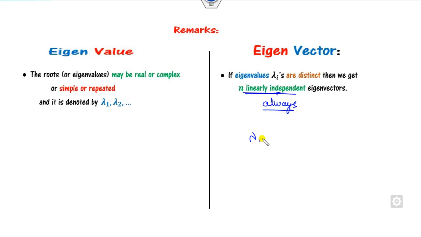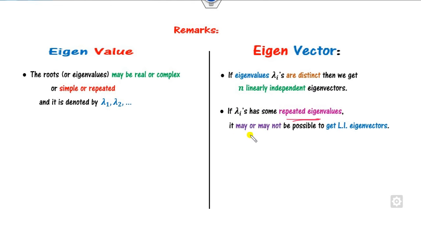Remember, if you have the eigenvalues like 1, 3, 4, then corresponding to 1 we will find the eigenvector x, corresponding to 3 we will find the x, corresponding to 4 we will find the x, and all these eigenvectors are always linearly independent if they are distinct. On the other hand, if they are repeated roots, then the corresponding eigenvectors may or may not be linearly independent.